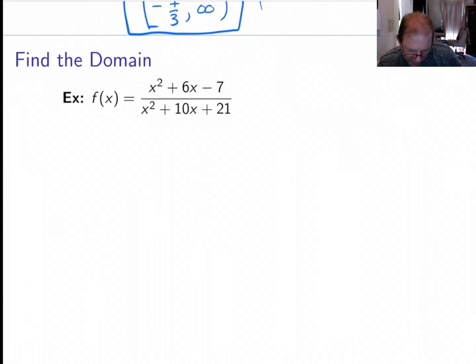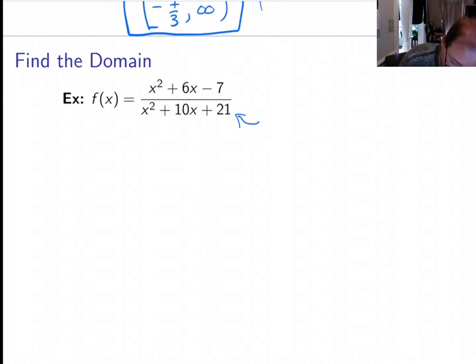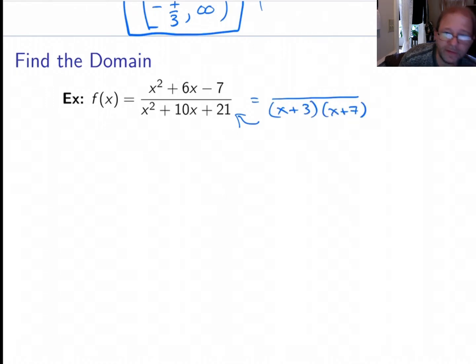All right, so let's do this example. Find the domain of this thing. All right, there are no square roots in it, so the only thing we need to do is figure out what makes the denominator 0 and exclude those numbers. So I'm going to factor this. When I factor the bottom, x plus 3 and x plus 7 will do it. And I could factor the top too, but there's no real need to.